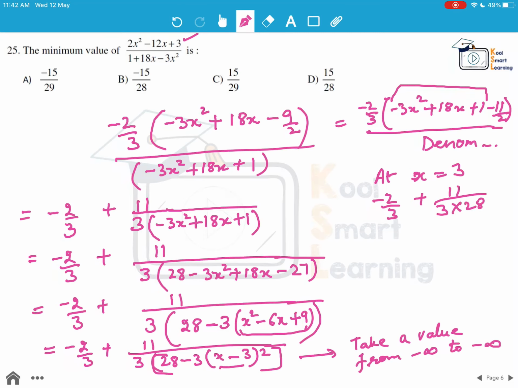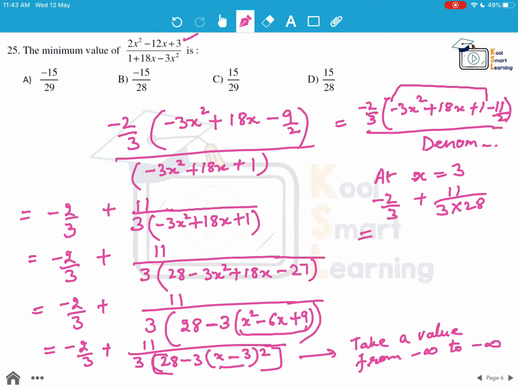Now why are we taking x equal to 3? Because at x equal to 3, this is becoming 0, otherwise since x minus 3 whole square is always going to be positive, there's always going to be 28 minus something, which will reduce the denominator and hence increase the value of this fraction, which would mean that the value that we get is not the minimum value. So for the local minimum value, at x equal to 3 it will be minimum. So we are finding out this value here.